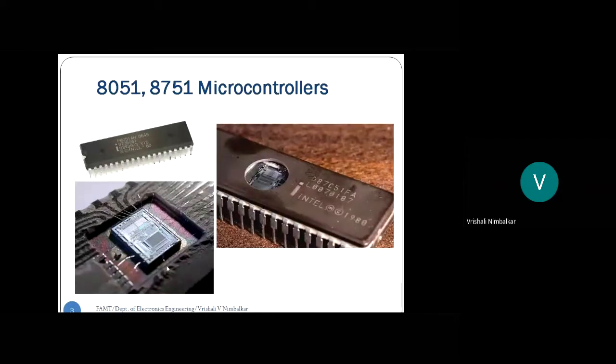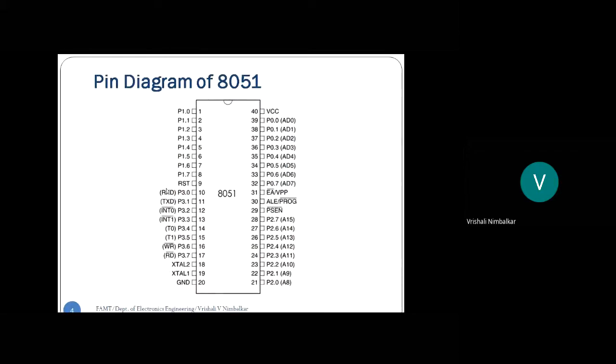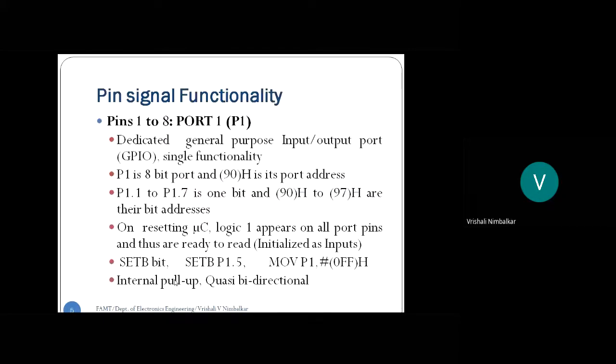Then we looked into this: it is a 40 pin microcontroller, pin number 1 to 20 on one side, 21 to 40 on the other side. This structure is called a dual inline package microcontroller. And we started with looking into the function of each and every pin. We started with pins 1 to 8, correct?